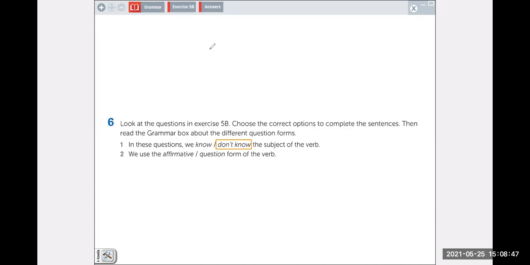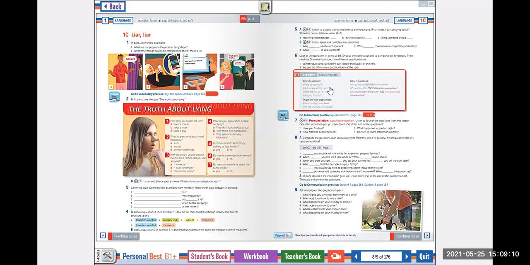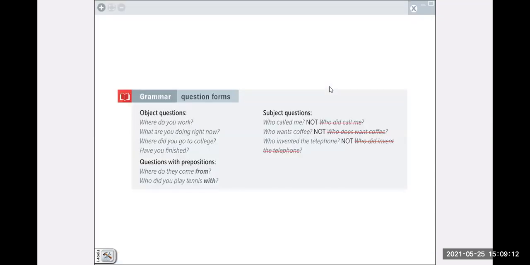Are these kind of questions object questions or subject questions? Subject questions, because we don't know the subject and we want to know the subject of the sentence, right? Very good. The subject of the verb. Here we have some other examples of object questions and subject questions.